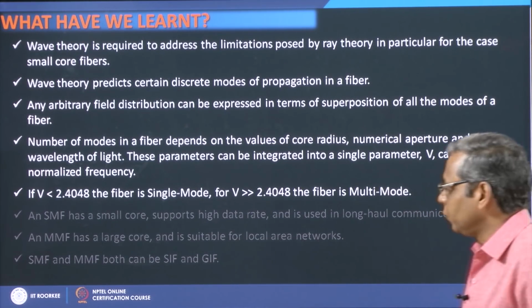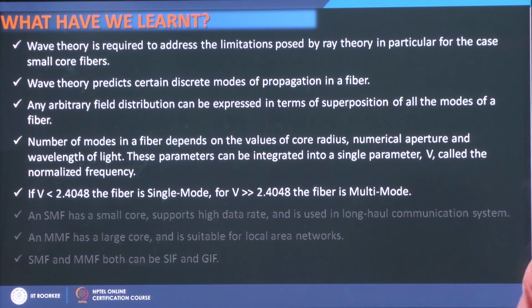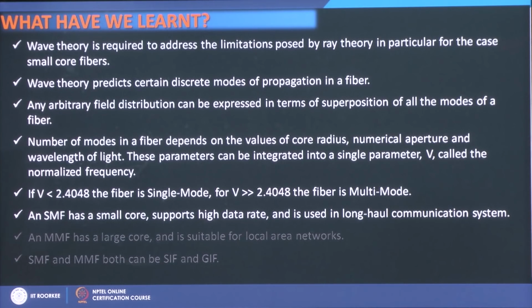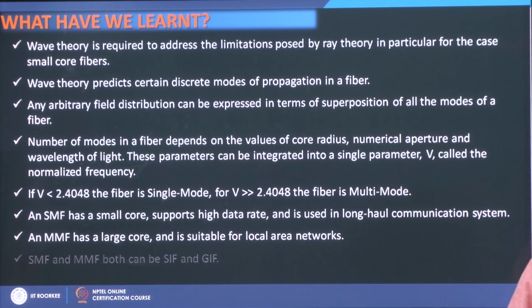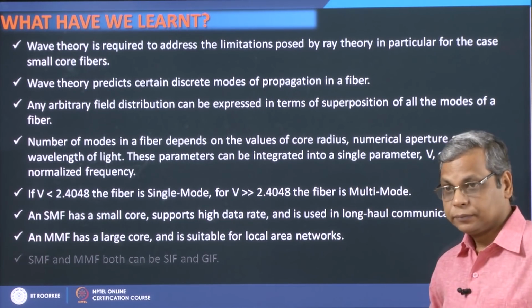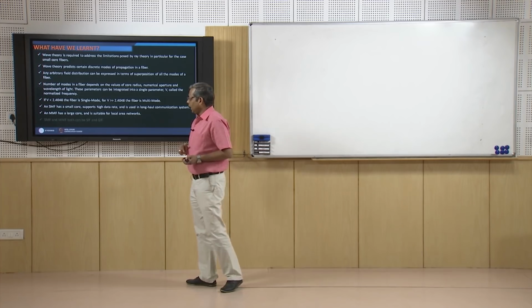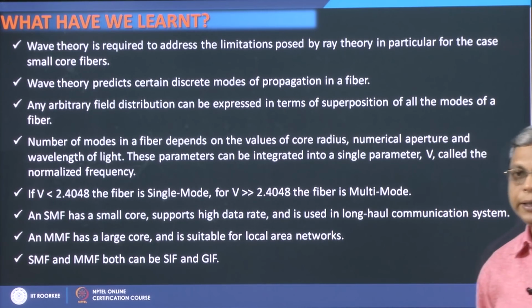If V is less than 2.4048, the fiber is single mode, and if it is much larger than 2.4048, it is a multimode fiber. A single mode fiber has a small core, it supports high data rate, and it is used in long haul telecommunication systems, while a multimode fiber has a large core and it is suitable only for local area networks, apart from applications other than telecom. And single mode fiber and multimode fiber both can be step index fibers or graded index fibers.